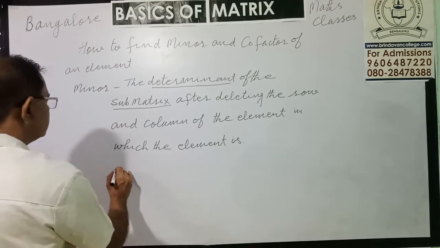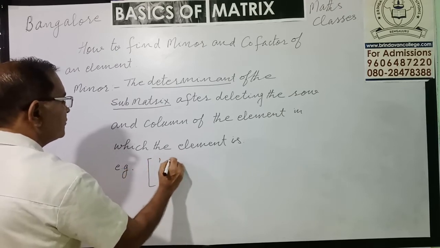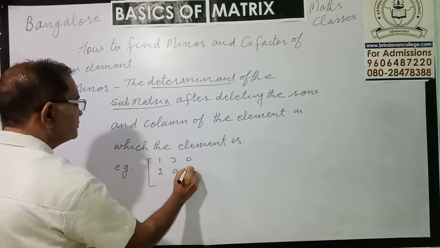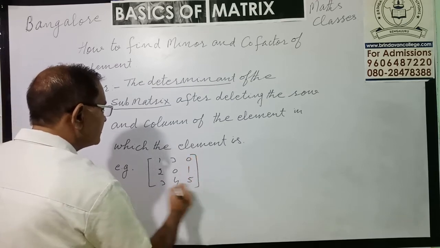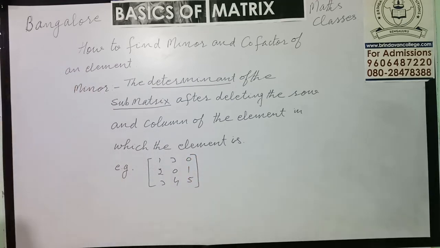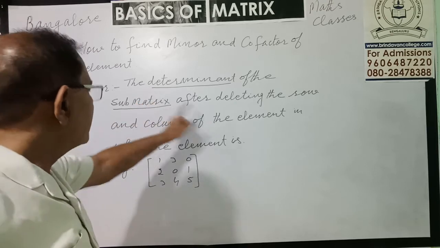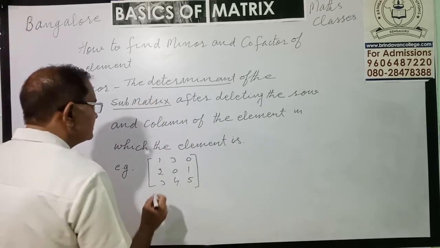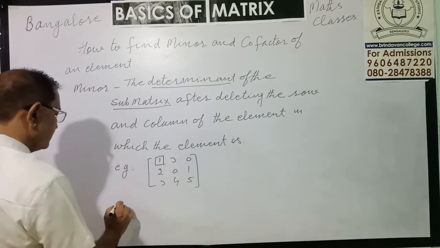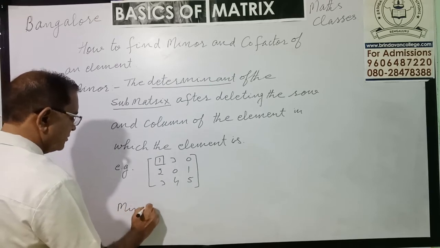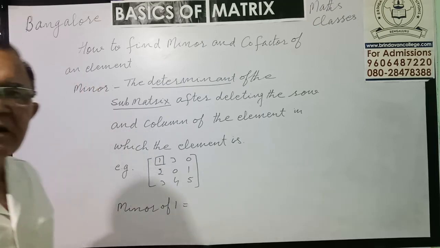For example, 1 3 0 2 0 1 3 4 5. This is the matrix. We want to find minor of an element. Say minor of 1. We want to find minor of a 1. That is how we can take.